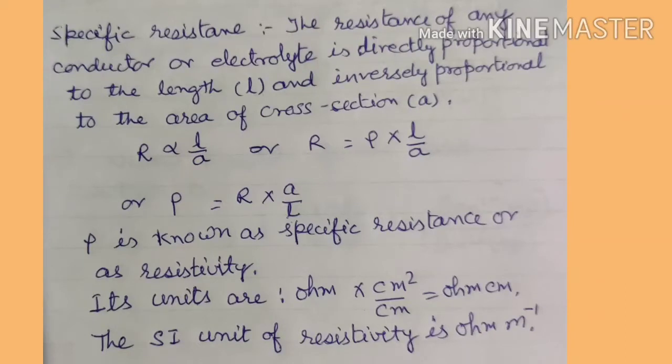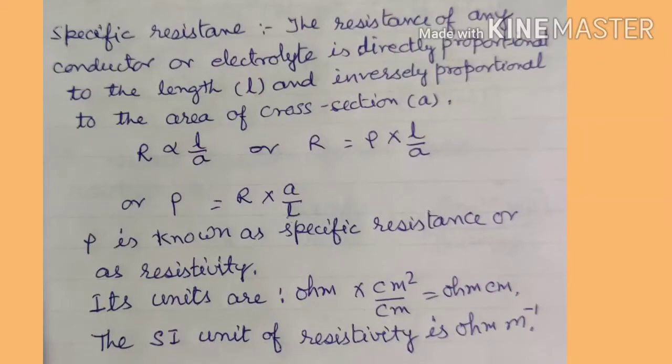Its units are ohm into centimeter square for the area, and for the length it is centimeter, so its unit will be ohm centimeter. The SI unit of resistivity is ohm meter. So L upon A is called the cell constant. L is the length of the conductor, or the distance between the two electrodes in the conductivity cell, and A is the cross-sectional area of the conductor.